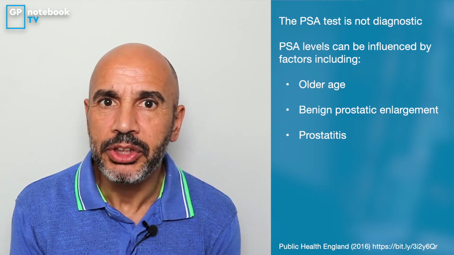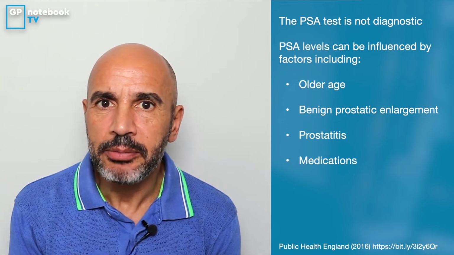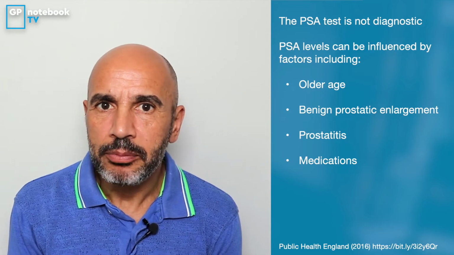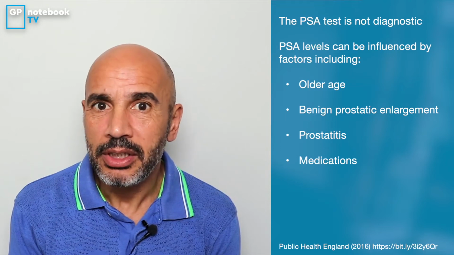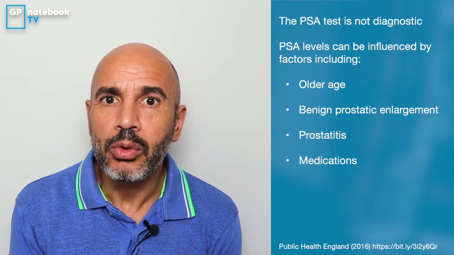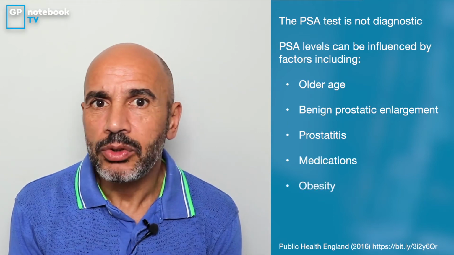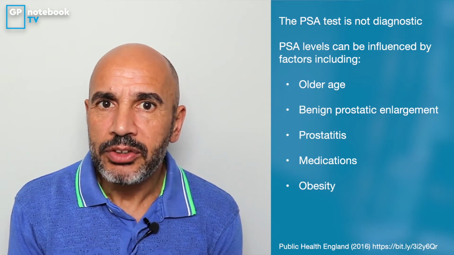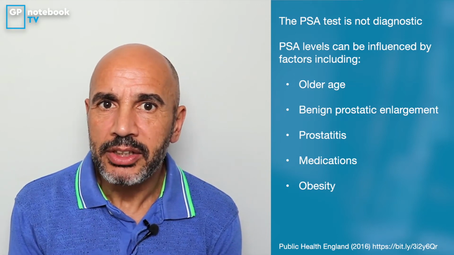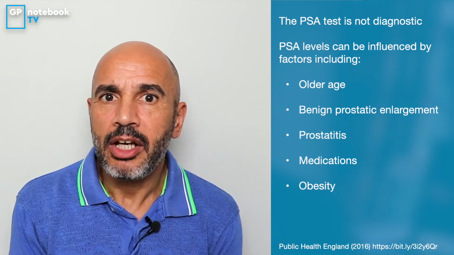PSA levels can be reduced though by medications we use in primary care, so 5-alpha reductase inhibitors such as finasteride or dutasteride can cause reductions in PSA levels. Also, medications such as statins, aspirin and thiazide diuretics can all cause reductions in PSA. Obesity can cause reductions in PSA, and this is difficult because obesity is a risk factor for the development of prostate cancer, and so this makes the use of PSA difficult in obese men.